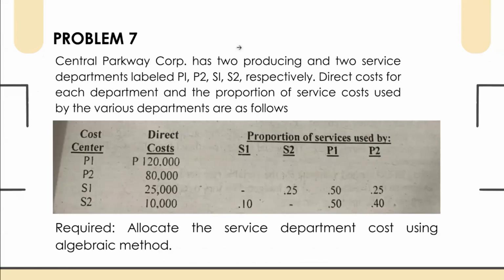Central Parkway Corporation has two producing and two service departments labeled P1, P2, S1, S2 respectively. Direct costs for each department and the proportion of service costs used by the various departments are as follows.